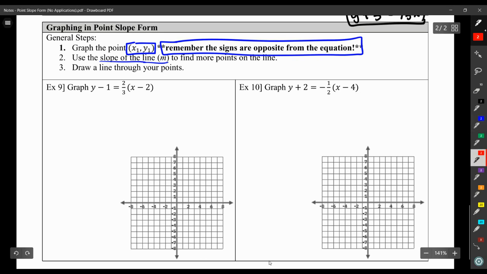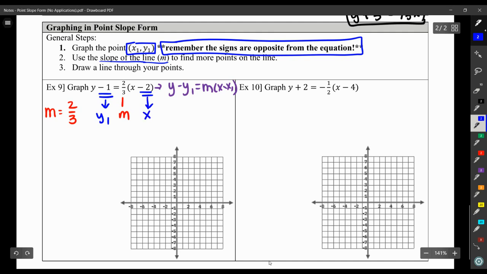So first thing that's easy is the slope. This is your m, as always. So my slope is still positive 2/3. The coordinate, however, is a little bit different. Remember your layout. Y minus y1 equals m times x minus x1. So the y's always hang out together. So this 1 is actually your y1. The 2 is your x1. But remember, the signs are backwards.